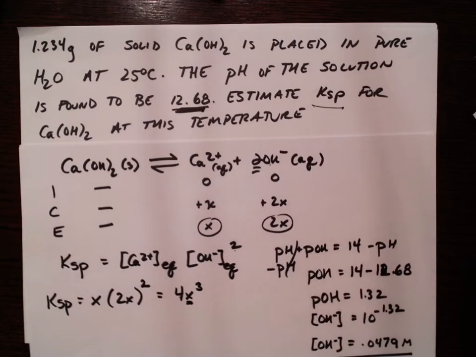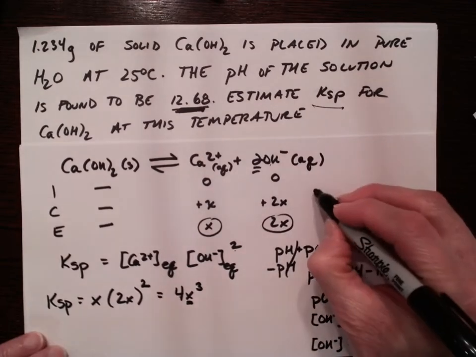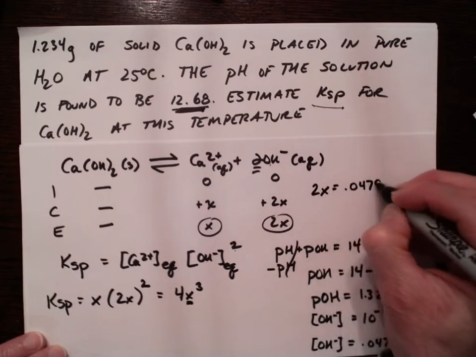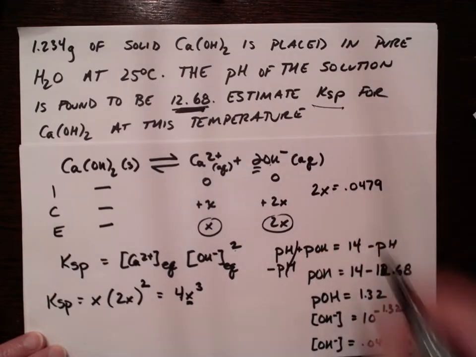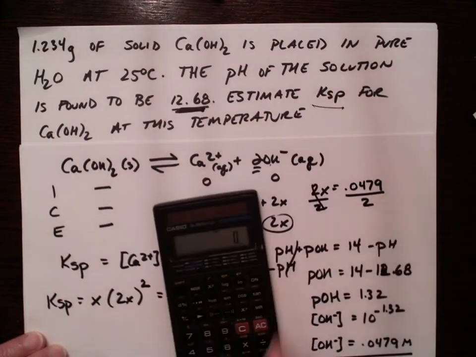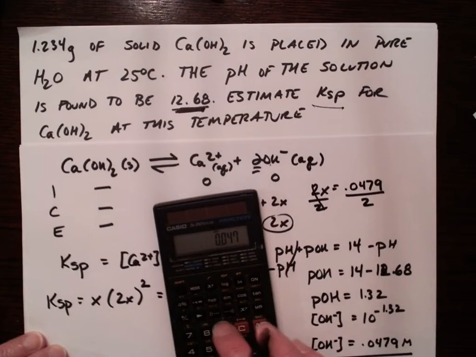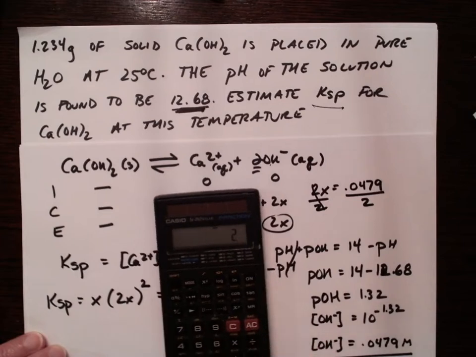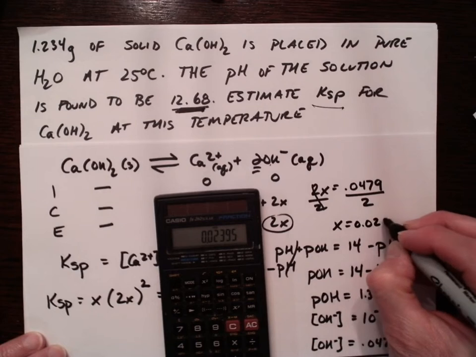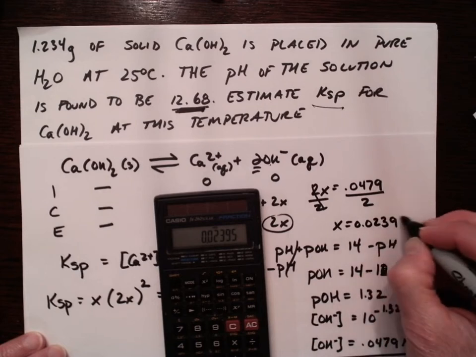Hydroxide concentration, that's twice X. Aha! So I can say 2X is going to be 0.0479. If I divide both sides by 2, I get 0.0479 divided by 2. I got my value for X, 0.02395.